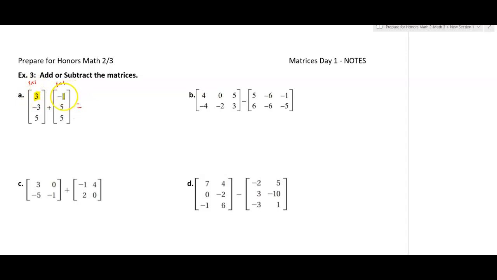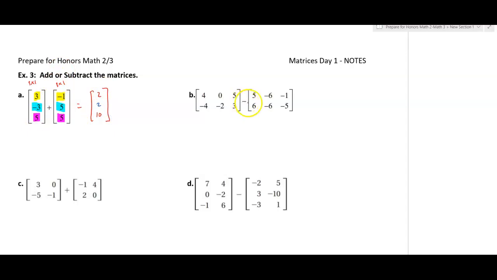So now, all I'm going to do, 3 plus negative 1, that would give me 2. Then I'm going to add these together. Negative 3 plus 5 would give me 2. And then the last one, 5 plus 5, would give me 10. And there we go.